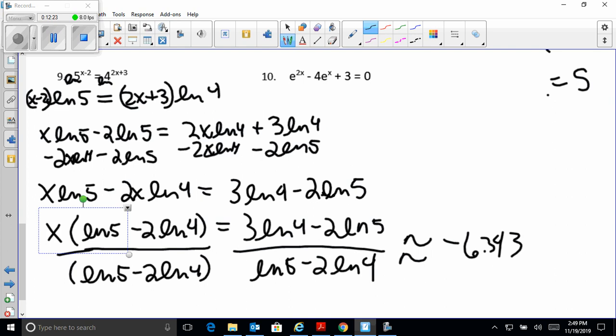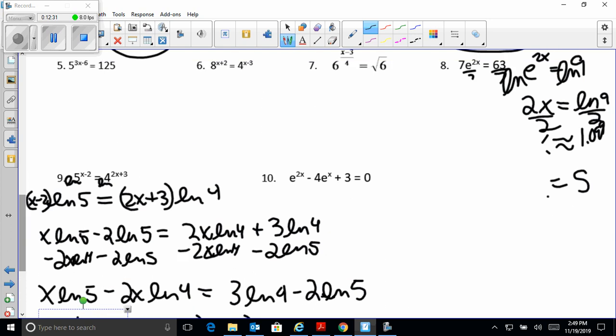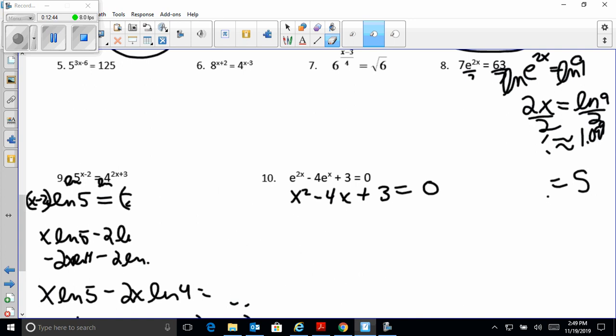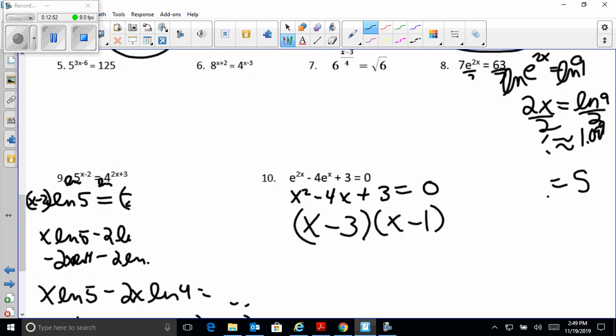All right, then we're going to look at this last one. Hopefully that looks familiar to you. Sometimes with these we have to use what's called substitution, which you could do. You could change this into x squared minus 4x plus 3 so you can see it better. And then you can factor that to solve. So you factor this would be x minus 3, x minus 1.